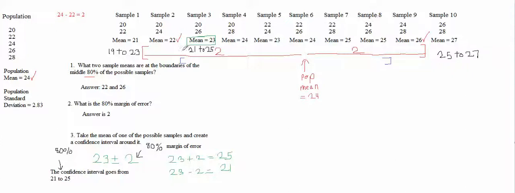The way I think about it is, if there's 6 inside of here, there's 4 that aren't inside of there, which would mean 2 below down here and 2 above up here, and then 6 would be in the middle, and this would be the middle 6. Okay, so the boundaries of the middle 60%, meaning the middle 6, are 23 and 25.